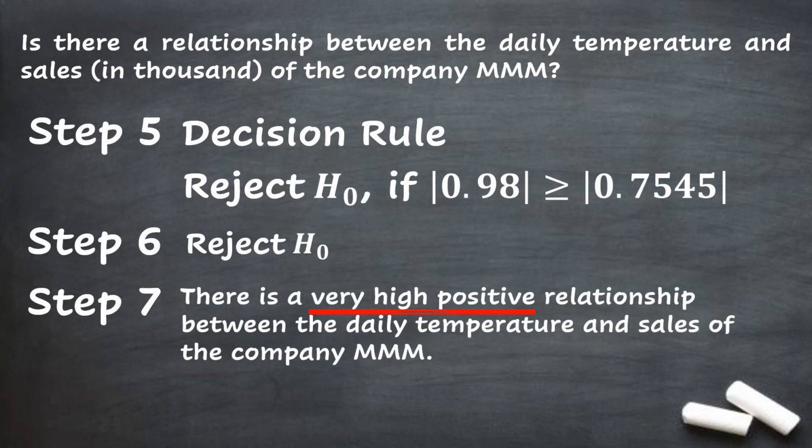Instead of writing there is a significant relationship between the daily temperature and sales of the company MMM in our conclusion, we have to write it as there is a very high positive relationship between the daily temperature and sales of the company MMM. And that is our final conclusion.